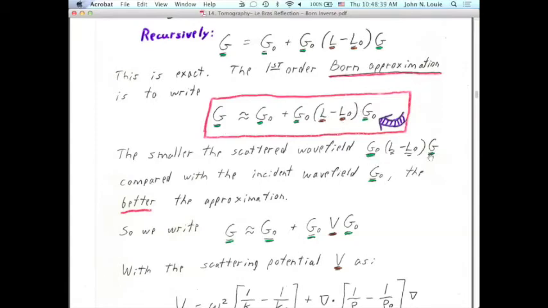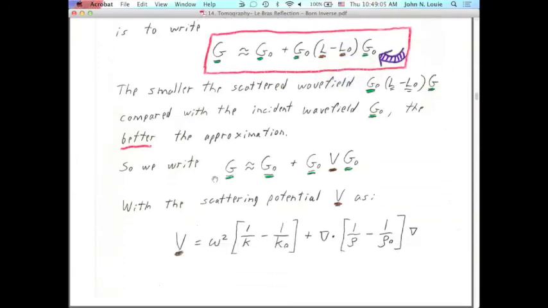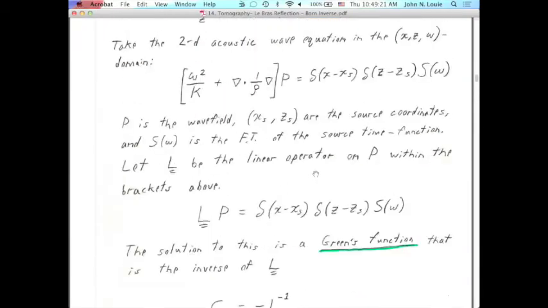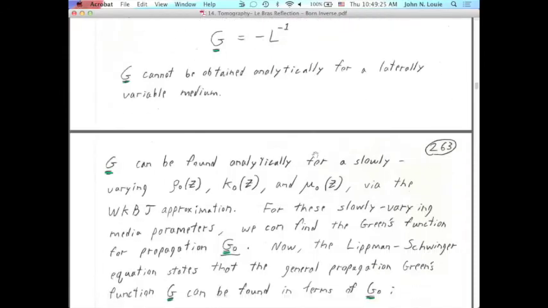Here is the scattered wave field, and there's the incident wave field, if you want to call it that. So G naught, L minus L naught, G: the smaller that scattered wave field is compared to the incident wave field G naught, the better the approximation is. So we're going to write G under this approximation as G naught plus G naught V G naught. Obviously L minus L naught is the scattering potential, and here it is written out, using the definition of L that we had up here on the previous page.